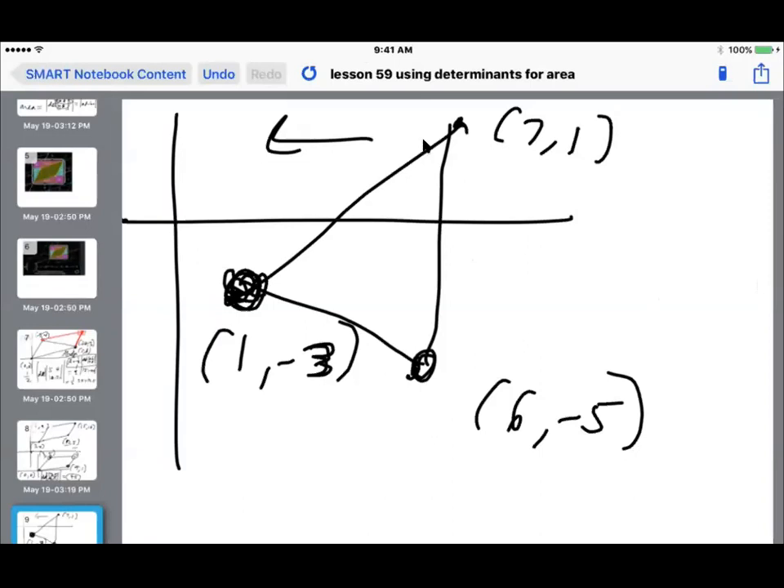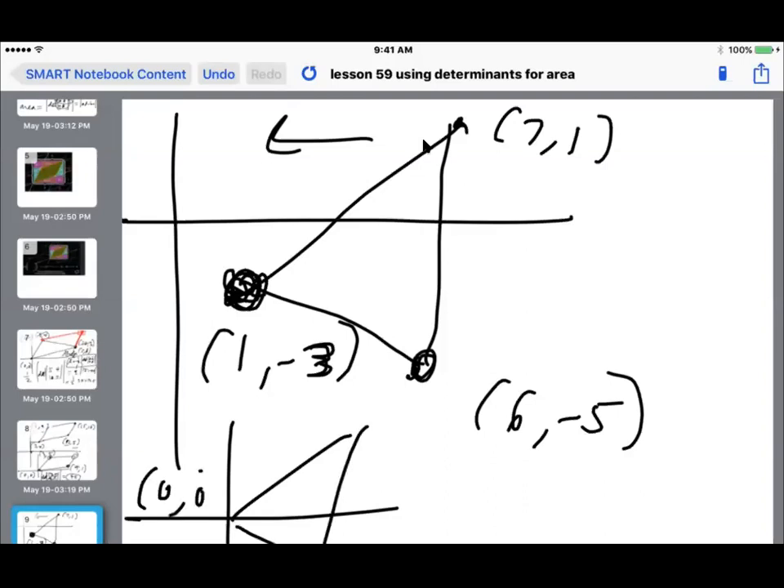Okay, you could type in what you got for the area when you translated everything over, 1 to the left, 3 up. Anyone have that area handy? 1 to the left, 3 up. Okay, I see 11. Is that right?